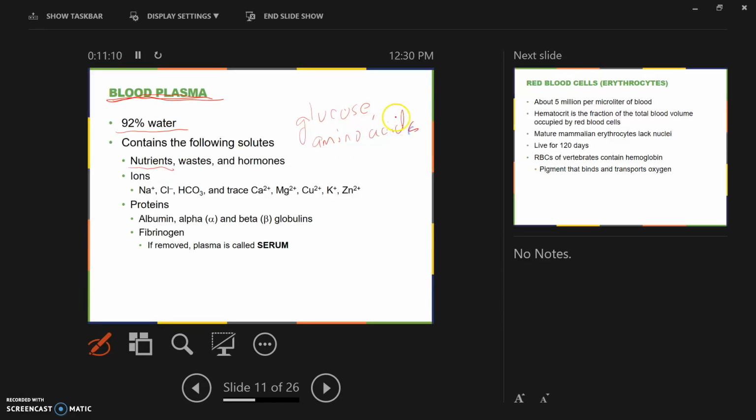Waste, which can include carbon dioxide, urea, ammonia, and hormones. Hormones travel through the blood. Ions are found dissolved in the blood plasma. Sodium ions, chloride ions, which come from salt, bicarbonate ions, which have a negative charge. And then trace amounts of calcium, magnesium, copper, potassium, and zinc.